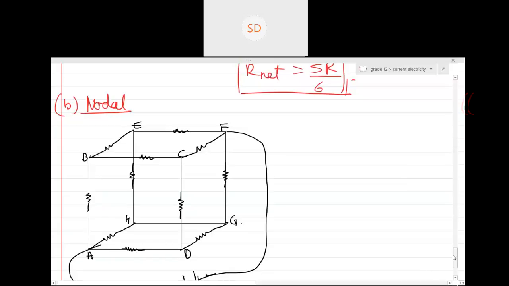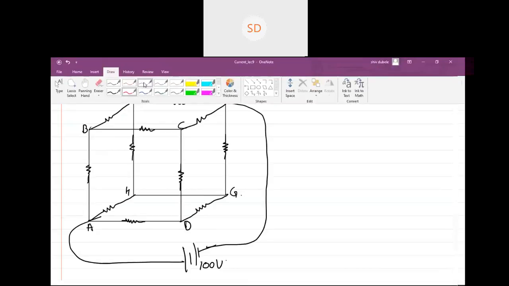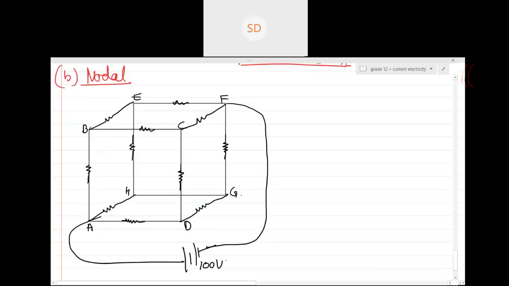So guys, here in case of nodal, we don't require the current and all that. But can you see over here? If this is 100, will this be 100 and will this be 0? Yes or no, guys? Yes, sir. Now symmetry again.